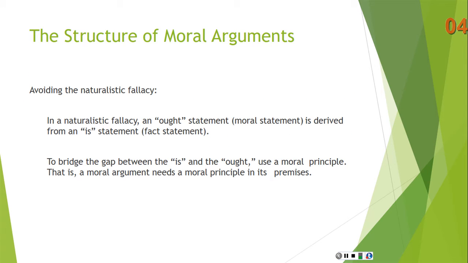So how can you avoid the naturalistic fallacy? In a naturalistic fallacy, an ought statement, a moral statement, is derived from an is statement, a fact statement. To bridge the gap between the is and the ought, we use a moral principle. That is, a moral argument needs a moral principle in its premises. You can't simply go from a premise about what is the case to a conclusion about what ought to be the case. What you need is a premise about what is the case, a moral principle as a premise, and then you need an ought conclusion.